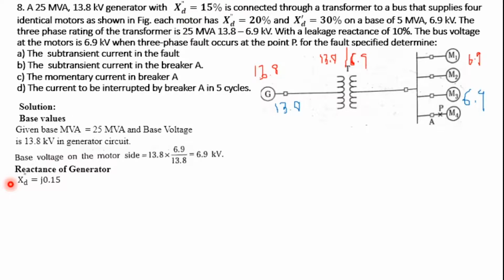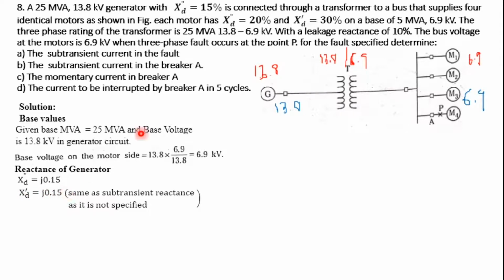So let's see, Xd double dash is equal to j0.15. There is no need to do the calculation because the old and new values of the MVA and the voltage are the same, so they cancel and we get 0.15. Similarly, the transient reactance, Xd dash, is also equal to j0.15.